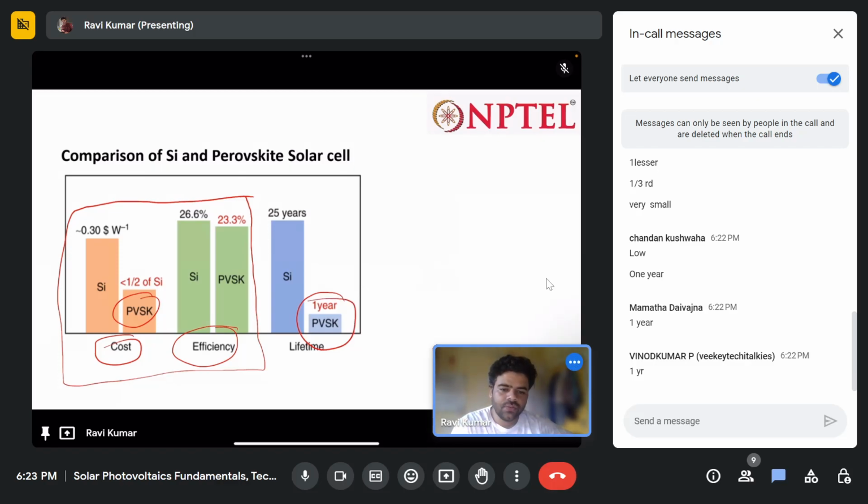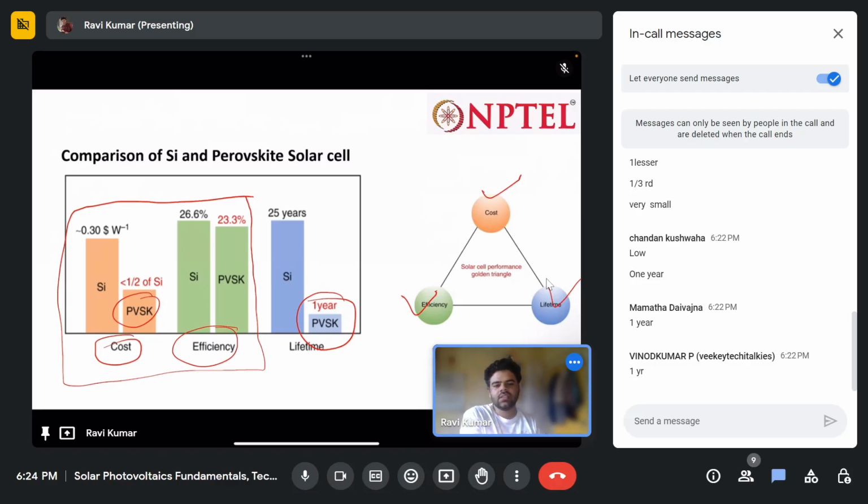And for a technology to be competitive in the market, there are three things which need to be checked: cost, efficiency, and lifetime. If these three things are good for a technology, then it will be commercialized. That's why the perovskite technology is yet to be commercialized.